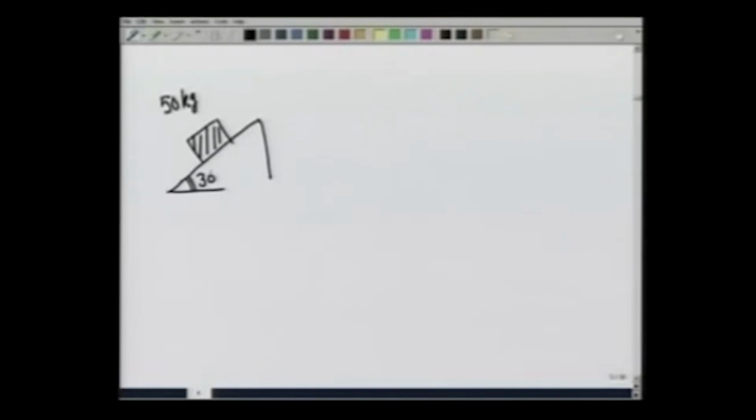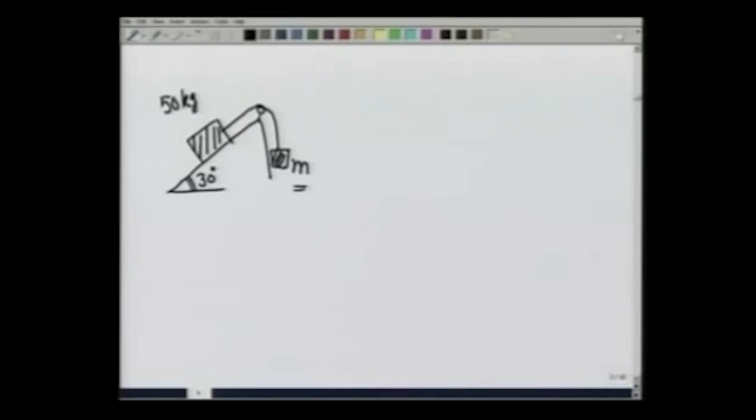with this angle being 30 degrees, and let us say I tie it with a pulley and have another mass here, small m. I want to know for what range of mass m would this block of 50 kg remain static on the ramp, given that mu s, the coefficient of static friction between the two bodies, is 0.4.